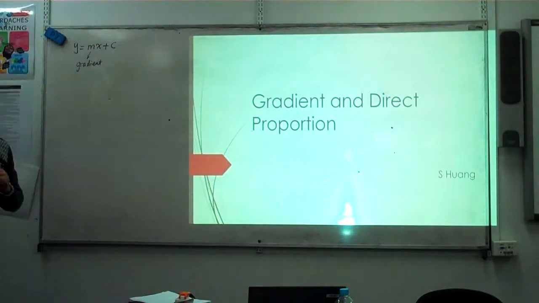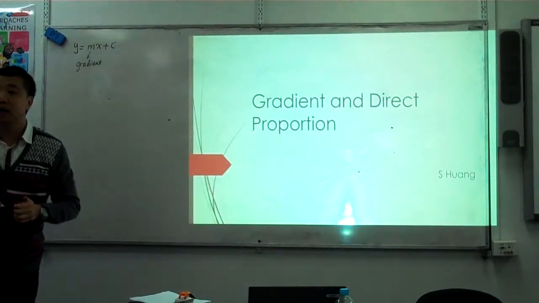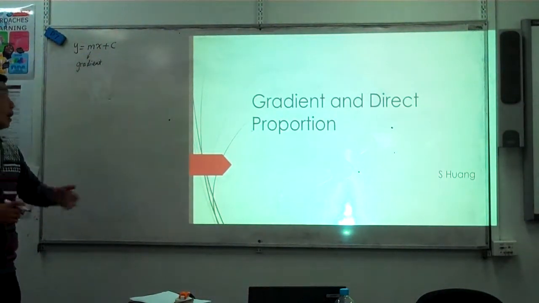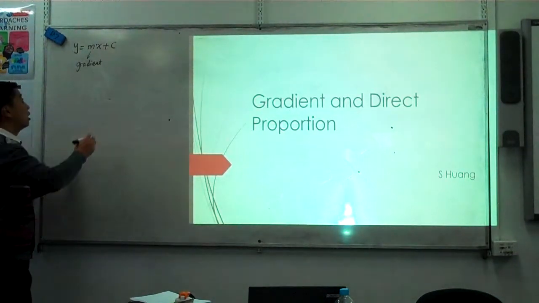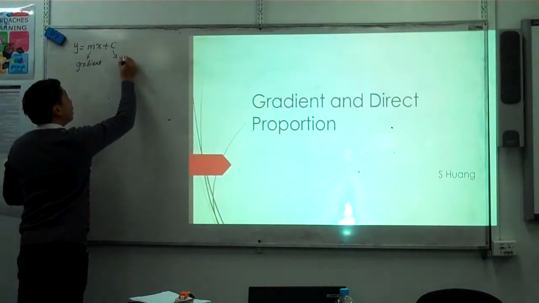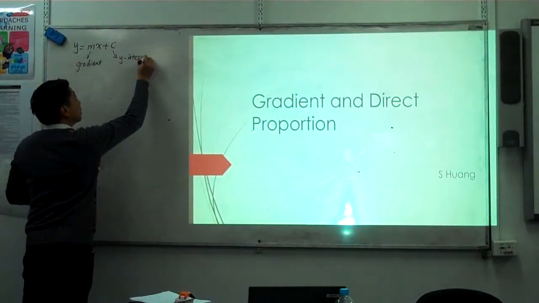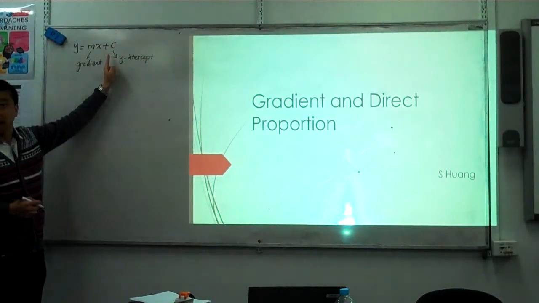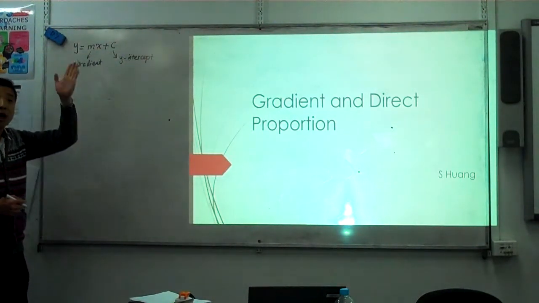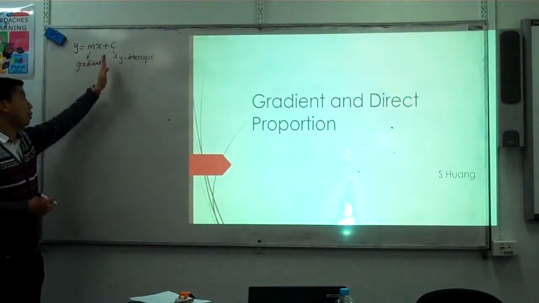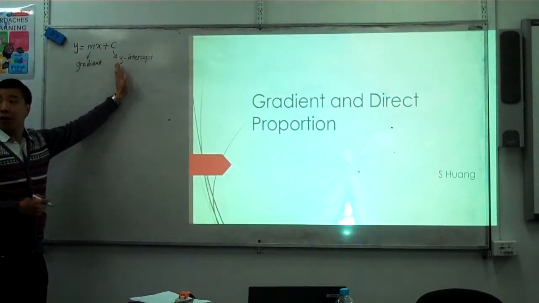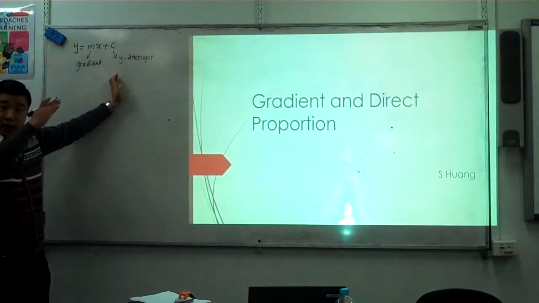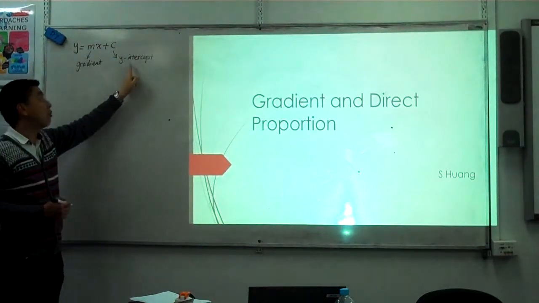Alright, so that is the gradient. And also the gradient tells you how steep your line is. The greater gradient will give you a steeper line. Okay? So that is the function of the gradient. So C is called the y-intercept. That means where the line cuts the y-axis. So if that is plus 2, the line cuts the y-axis at 2. If that is take away 3, the line cuts the y-axis at negative 3. Alright, so this is the y-intercept.